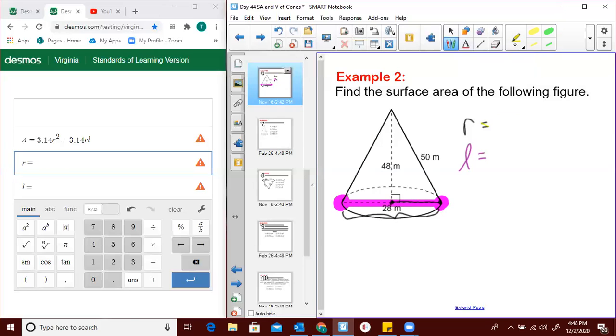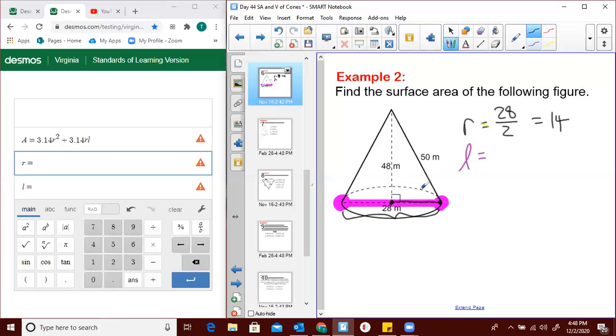So what we're going to do is we're going to divide, because what they gave us was the diameter. Well, the formula or the way to find your radius when they give you a diameter is just to cut it in half. And when you cut something in half, you divide by 2. So we're going to have 28 divided by 2. And that's going to equal 14.